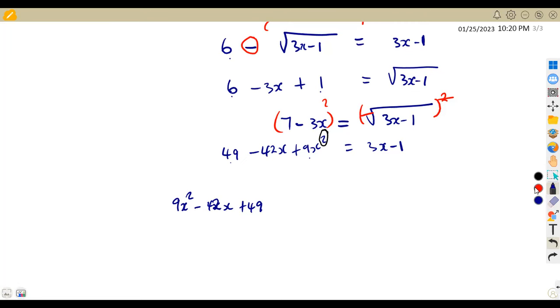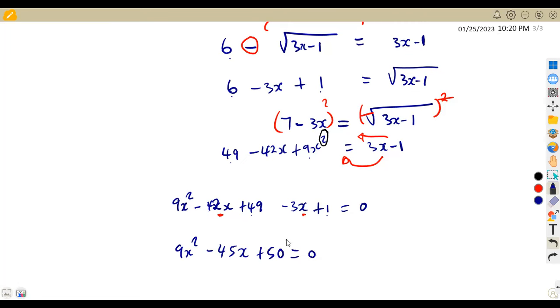Then we can transpose the 3x to the other side of the equation, which is going to be negative 3x. We transpose the negative 1 to the other side, which is going to be a plus 1, equal to 0. So collecting like terms, 9x squared is going to remain as it is, but we've got negative 42x and negative 3x. These are like terms, so negative 42 minus 3 is negative 45x. Then we move on to the whole numbers: 49 plus 1, which is 50. So this is going to give us 50 equal to 0.